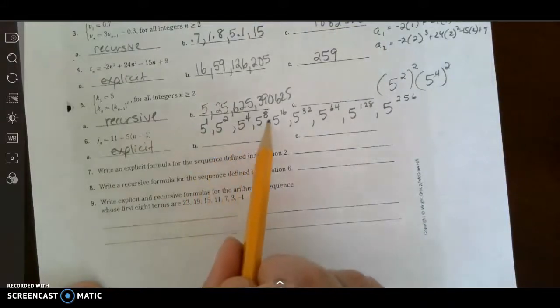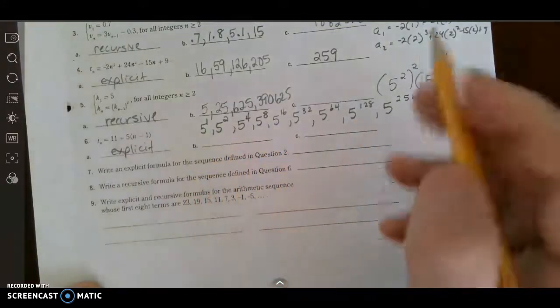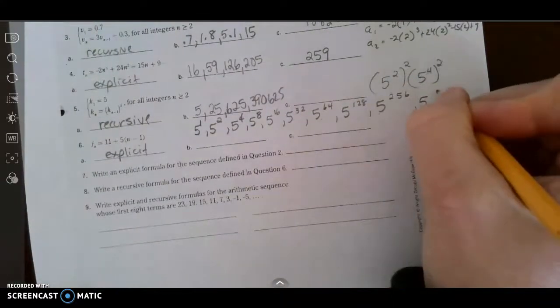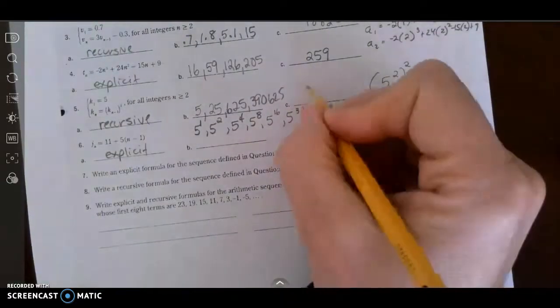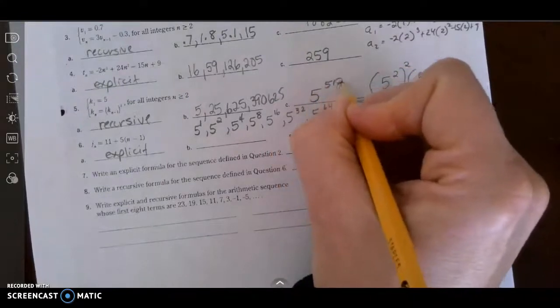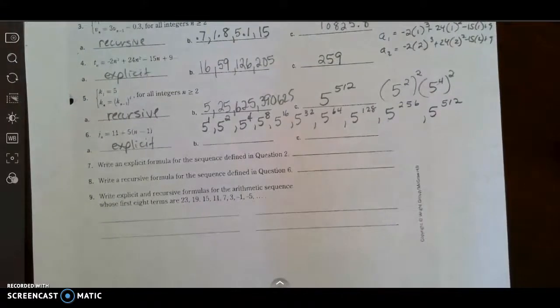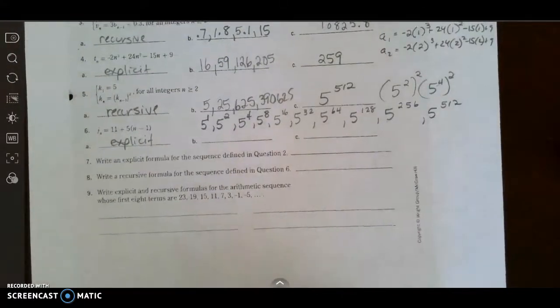Let's see if I've gotten to the 10th term yet. 1, 2, 3, 4, 5, 6, 7, 8, 9. One more. Times 2, that would be 512. 5 to the 512th power would be my 10th term. I wouldn't be able to actually put that in the calculator. It would be too large for the calculator to handle.